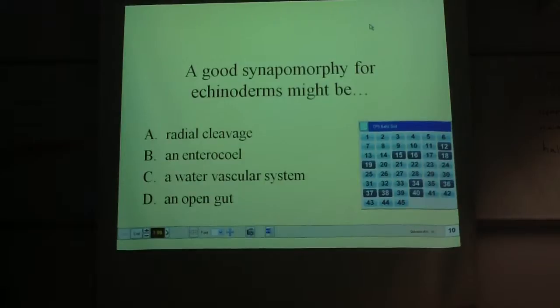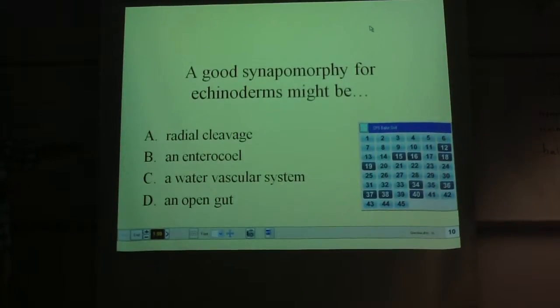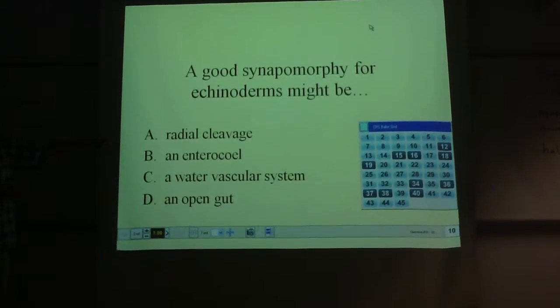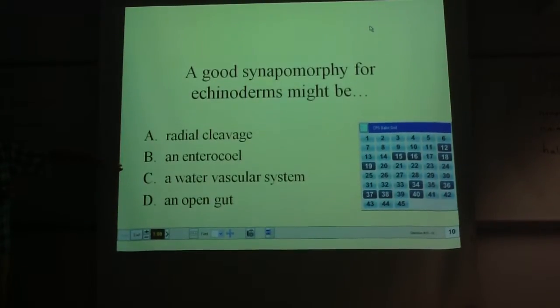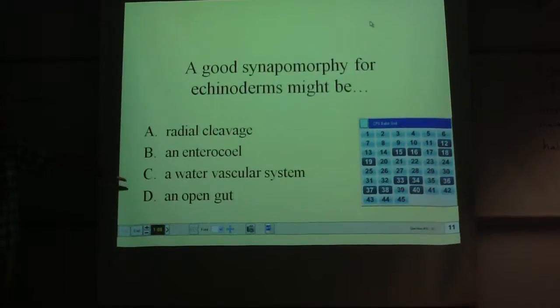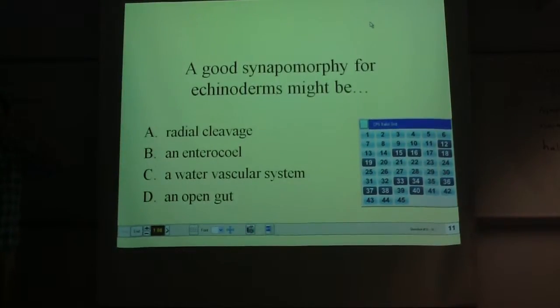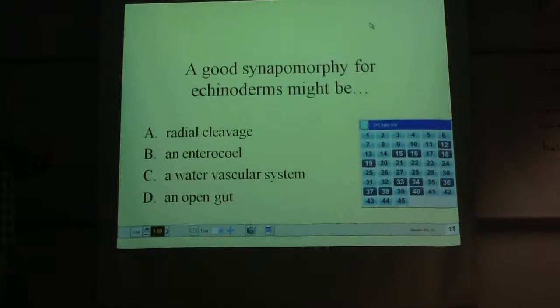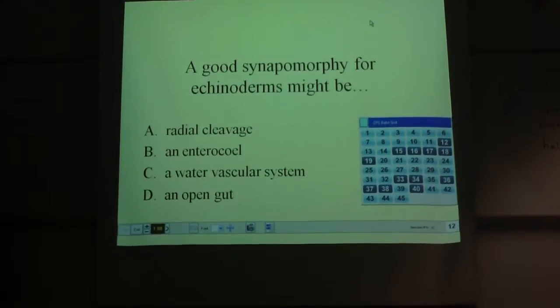So I might point out, if you look at echinoderms, they have radial cleavage, radial indeterminate cleavage, right? They have an enterocoelous coelom, completely lined with mesoderm that derives from outpockets of the archenteron. They have a water vascular system with all these little canals that control operation of tube feet and allow for hydraulic locomotion, right? And they also have a complete gut, right, with a mouth and an anus. So they have all of those, right?